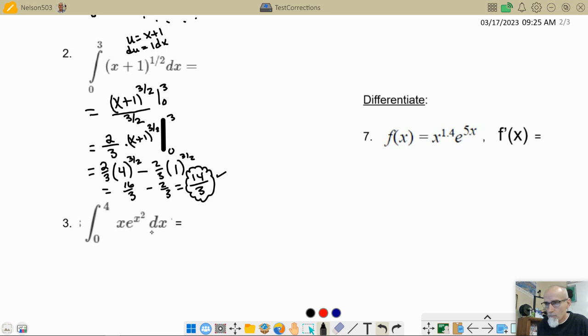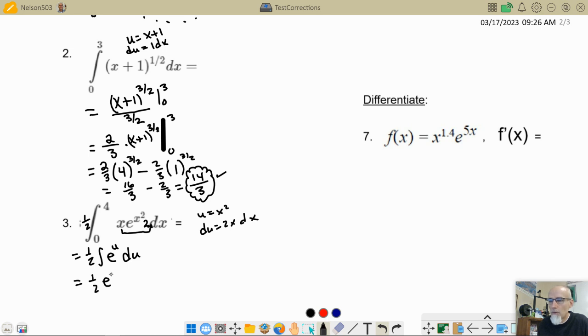My bad. Hey, if I let u equal x squared, du equals 2x dx, so I need a 2 right here. I need a 1/2 out front. So my integral has now become 1/2. And I'm moving this x over there so that all of the dx can become du. So I've now got du here, and I've got e to the u there.